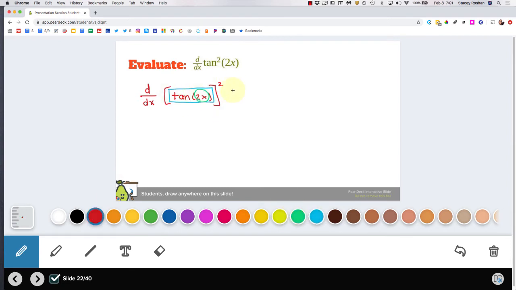The first thing we're going to be doing is a derivative of that box squared, which is 2 box times, then we're going to take the derivative of the box. So what is in that box? Tan 2x. And then what's the derivative of tan 2x? Well, the derivative of tan x is secant squared. Look on the topics list.